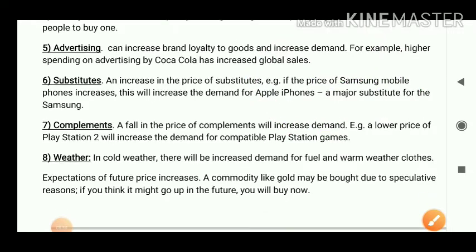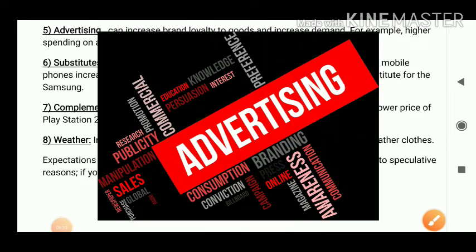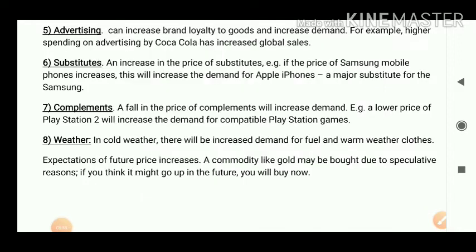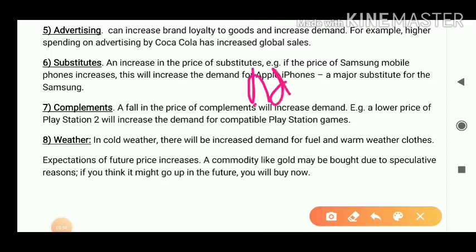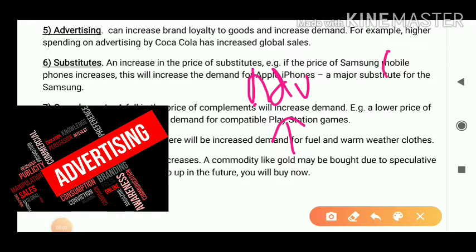Fine. Next is advertising. Advertising is very important. You might be seeing many advertisements on TVs, in newspapers, on YouTube. It helps create awareness of a commodity, or the brand value of that commodity, among consumers, which raises the quantity demanded. Generally, if the advertising of any commodity is high, demand will also rise.